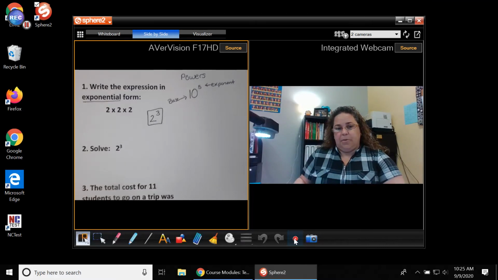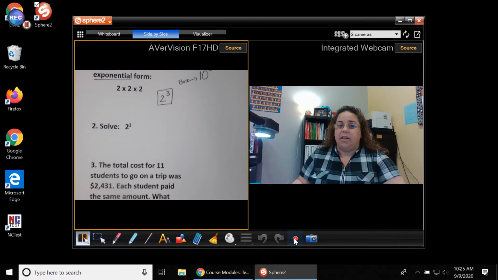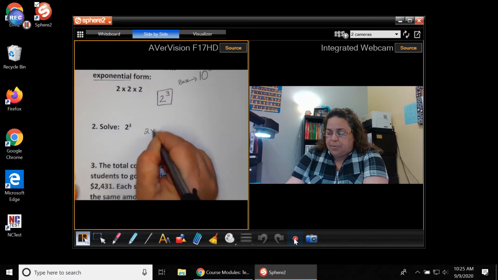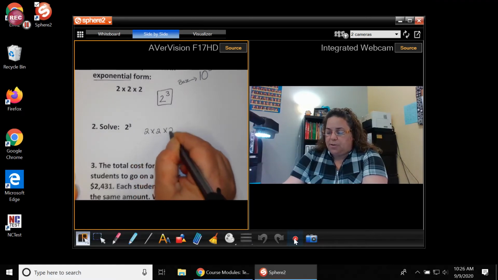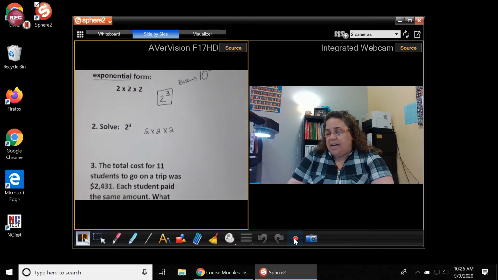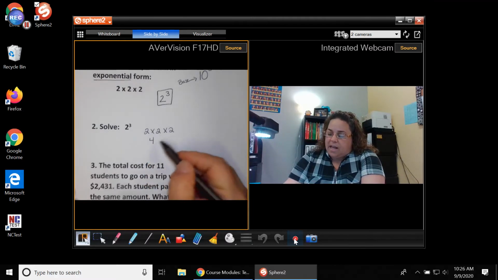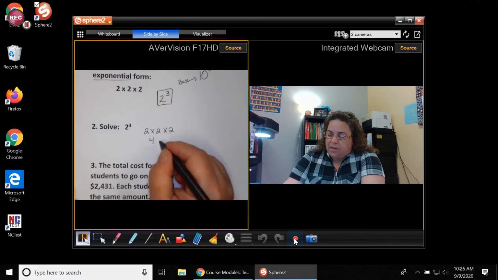Okay, so let's look at number 2. In number 2, I'm asking you to solve 2 to the 3rd, or 2 cubed. So you have to solve it. That means you're actually going to do the math. What is 2 cubed? So 2 cubed is the same as 2 times 2 times 2. And when you get 2 times 2 times 2, you need to go 2 times 2 equals 4. And then 4 times 2 equals 8.